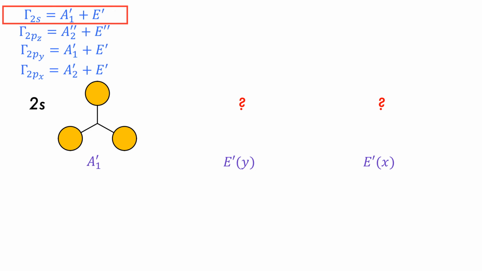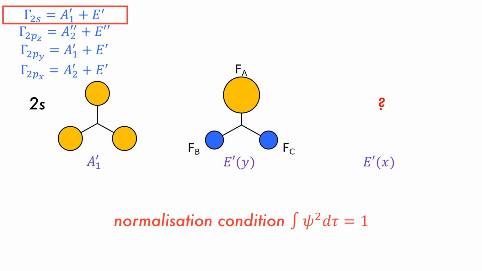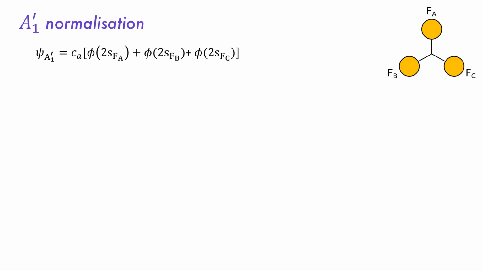Before we had this slide and we wanted to know how we could get values for E'y. Well, now we know what E'y looks like, we can get E'x by normalization and orthogonality, where the square of the wave function integrated over all space is equal to 1. The first thing to do is to normalize the wave functions. We will start with the A1' and E' wave functions that we have and then use those results to find the third wave function. The first wave function is the A1' and is an equal mixture of the 2s orbitals.